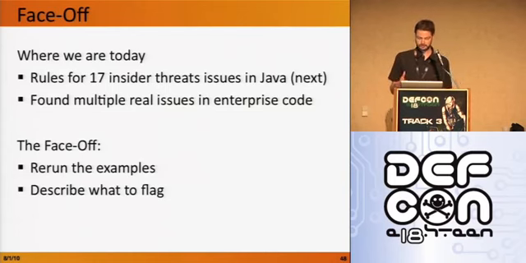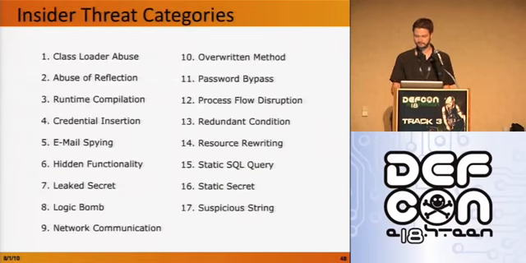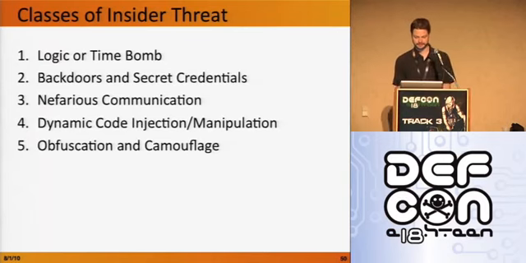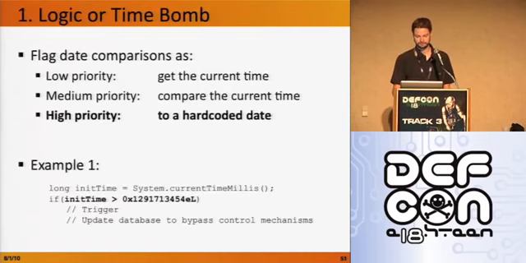So the way I'm going to do this is I'm going to rerun the examples and I'm going to describe what we flag. So just to have this all up, we have like 17 categories. They are listed here. They are in the slides, so if you want to talk about them afterwards, feel free to do so. All these categories are subcategories of the main classes of insider threats. So I will tell you what we flag in the code, and how that relates to the code that we've shown before.